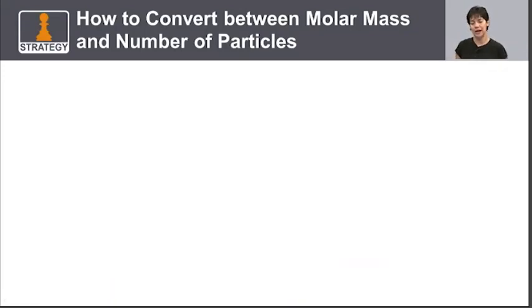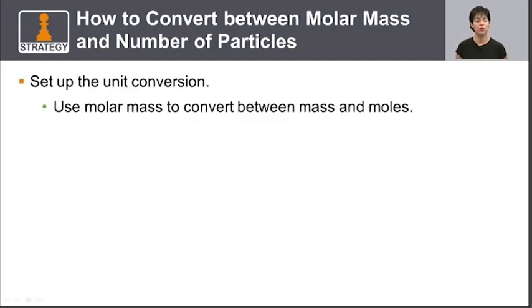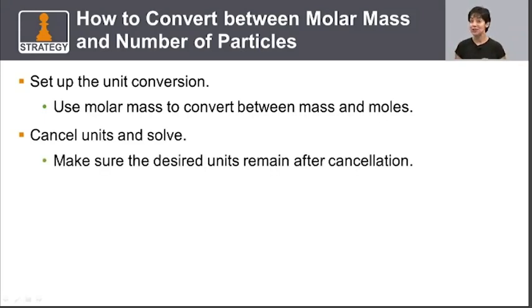So let's recap how to convert between molar mass and number of particles. First, you set up the unit conversion. You use the molar mass to convert between mass and moles. You cancel the units and solve the equation. Make sure that your desired units, the units that you have left, are the only ones and that they're the ones that you want. If you've set up your conversion correctly, they will be the only ones you have left after you cancel.